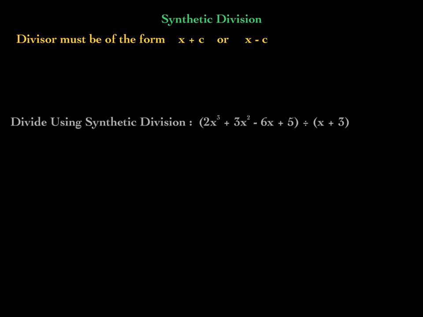Now, you cannot always use synthetic division. We use synthetic division whenever the divisor is of this form, x plus c or x minus c. That is to say, the divisor must be a linear, degree 1, right? A linear binomial whose leading coefficient is just 1, okay? C, negative c, these are just real numbers, okay?